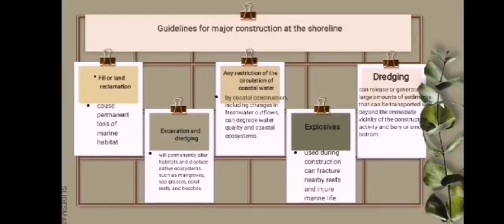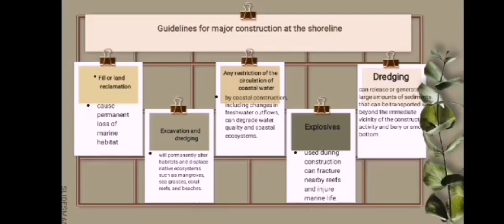So these are the guidelines for major construction at the shoreline. First, fill or land reclamation will cause permanent loss of marine habitat. Second, excavation and dredging will permanently alter habitats and displace native ecosystems such as mangroves, seagrasses, coral reefs, and beaches.